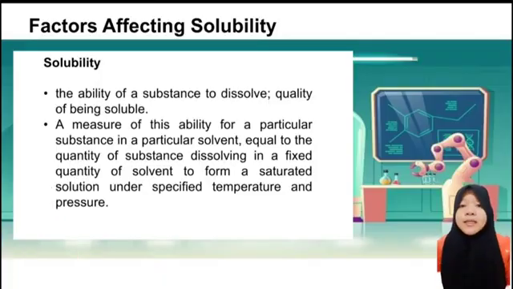So now, what is solubility? Solubility is the ability of a substance to dissolve, the quality of being soluble. A measure of this ability for a particular substance in a particular solvent is equal to the quantity of a substance dissolving in a fixed quantity of solvent to form a saturated solution under specified temperature and pressure.